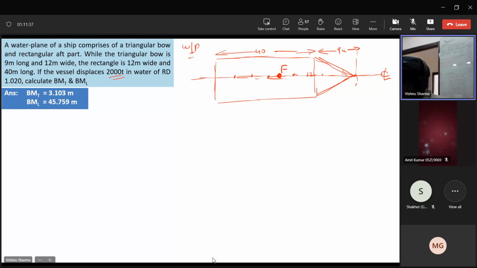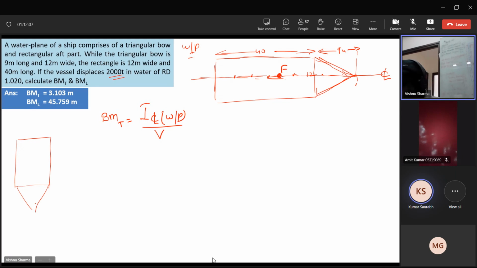Okay. So now my BMT formula will be equal to ICL of the water plane upon volume of displacement. Guys, which is the reference axis? Center line. My water plane comprises how many shapes? Two shapes. Remember, this type of thing you had done in COP. You had solved a question like this in COP? Yes or no? Yes, sir.